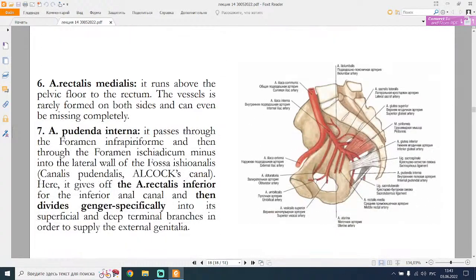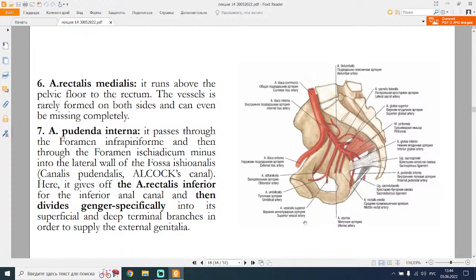Next artery, arteria rectalis medialis. It runs above the pelvic floor to the rectum. The vessel is rarely formed on both sides and can never be missing completely.